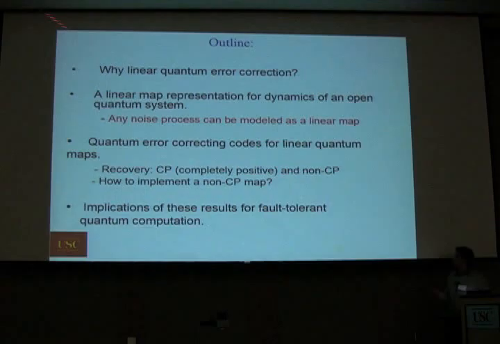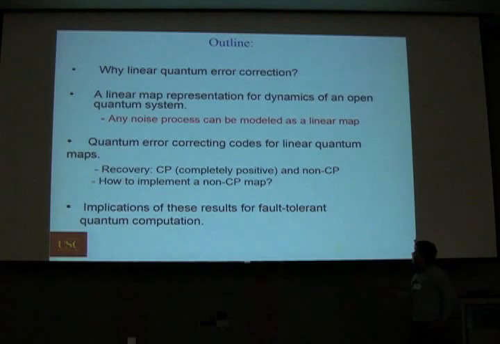So, my talk: first of all, I try to motivate this work. And then I explain how we can represent the dynamics of an arbitrary open quantum system just by linear maps. It means that we can model any noise process only by linear maps. Then I talk about quantum error correction codes for linear maps. In particular, I explain two types of recovery, completely positive and non-completely positive recovery maps, and how to implement them. And finally, I come up with a formulation of how we can formulate the fault-tolerant quantum computation problem using this linear map setup.